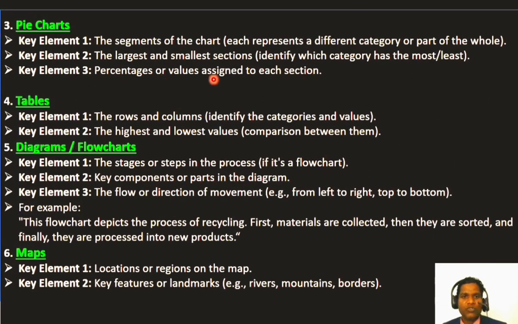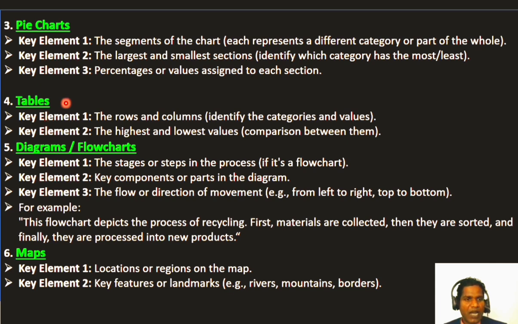In a pie chart, you need to mention the segments of the chart, each representing a different category or part of the whole. Mention the largest and smallest sections, identifying which category has the most and the least. Also mention the percentages or values assigned to each section. So you need to mention which percentage is highest and which percentage is lowest.